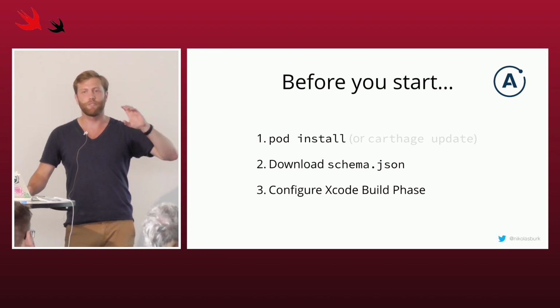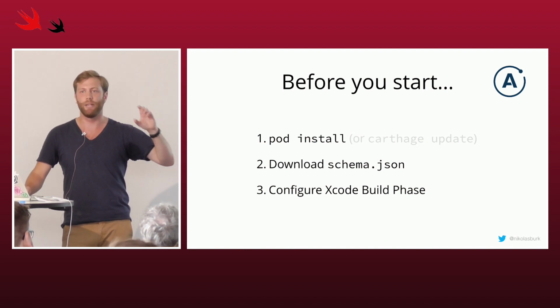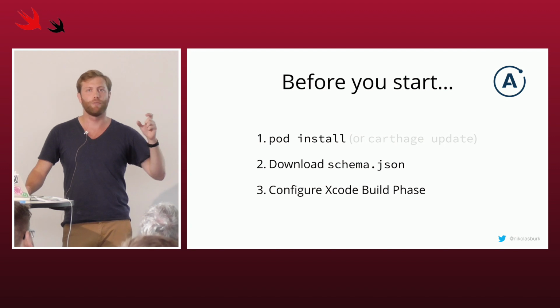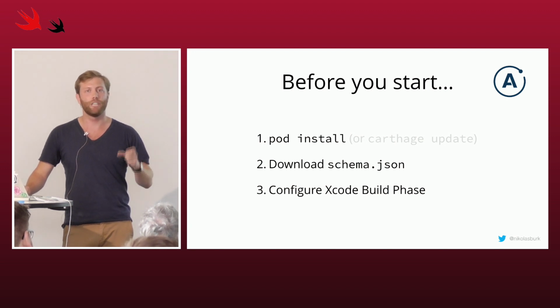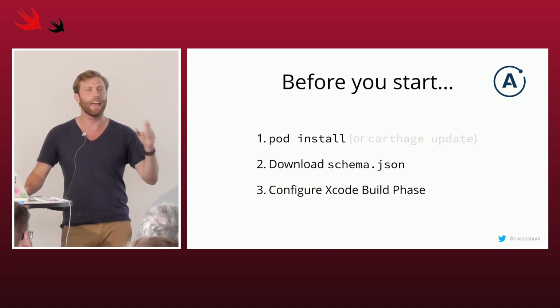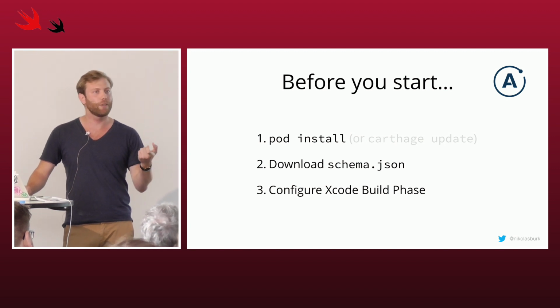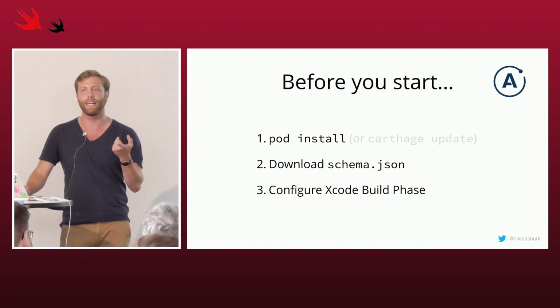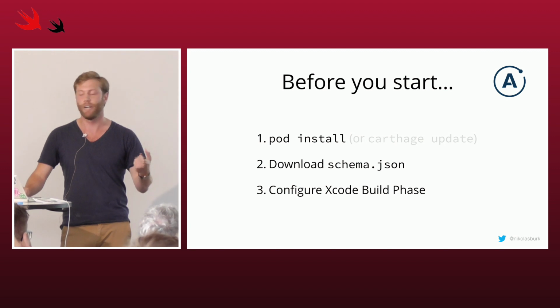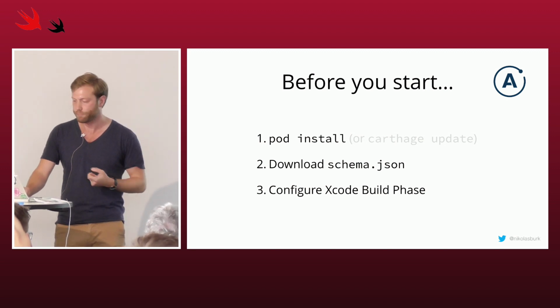So each GraphQL API has a schema that clearly defines the capabilities of the API. And for the Apollo client to be able to generate the Swift types for you, it needs to have access to that schema. And that schema you can imagine as being like the contract between the client and the server, and everybody has to adhere to that.